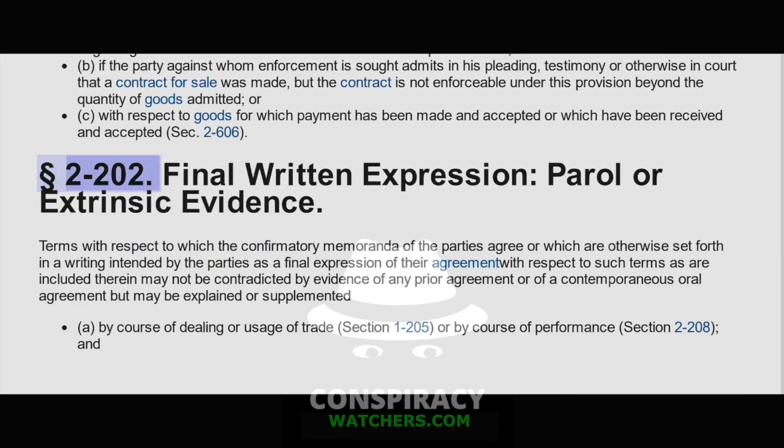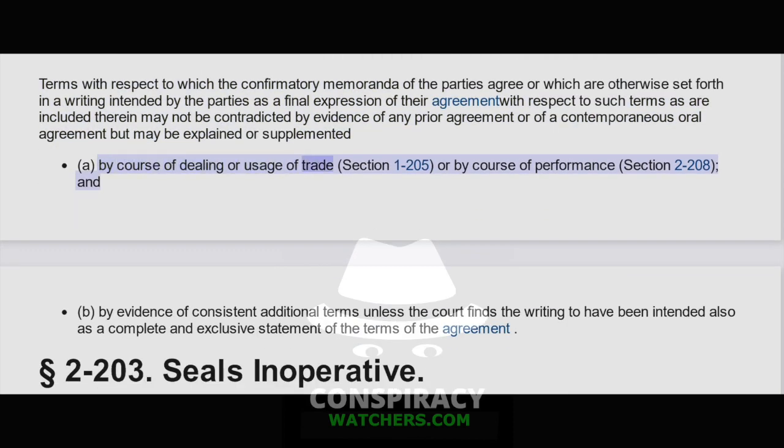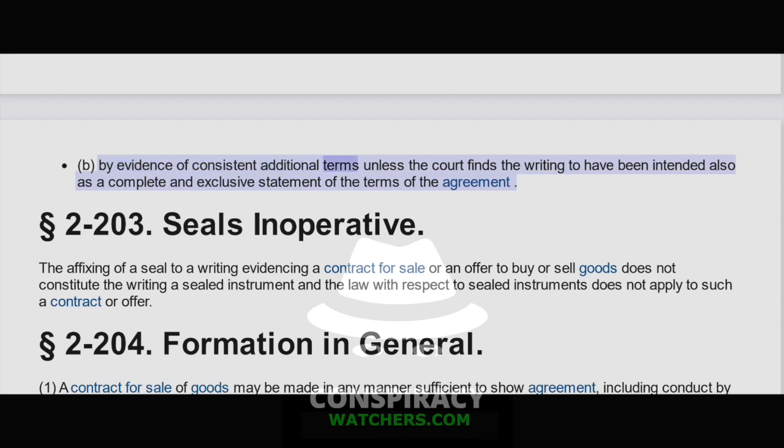Section 2-202. Final written expression, parol or extrinsic evidence. Terms with respect to which the confirmatory memoranda of the parties agree or which are otherwise set forth in a writing intended by the parties as a final expression of their agreement with respect to such terms as are included therein may not be contradicted by evidence of any prior agreement or of a contemporaneous oral agreement, but may be explained or supplemented by course of dealing or usage of trade or by course of performance, and by evidence of consistent additional terms unless the court finds the writing to have been intended also as a complete and exclusive statement of the terms of the agreement.